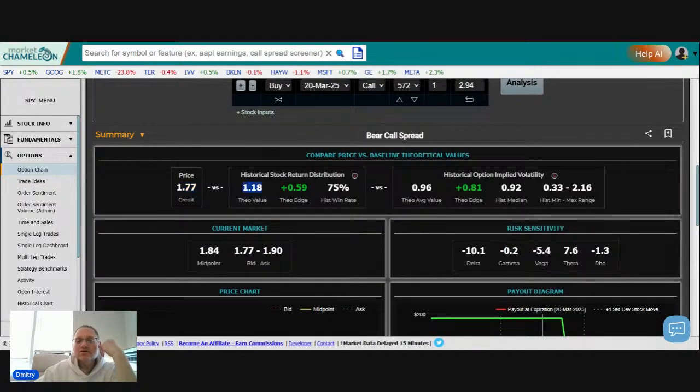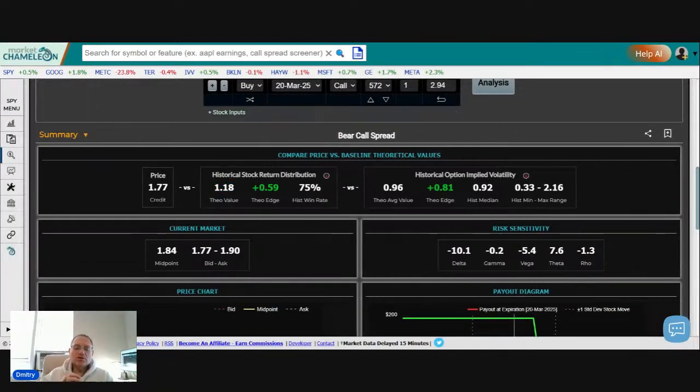So here we have the historical return distribution. Based on that, you can see that there's a $1.18 average end value. Let me close this menu to expand it. The difference is 59 cents, the difference between the credit and the theoretical value, and there's a historical win rate of 75%.